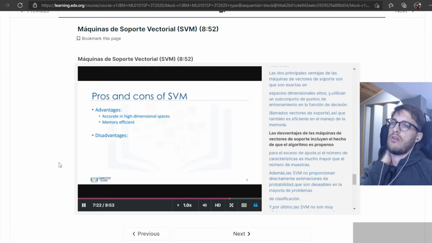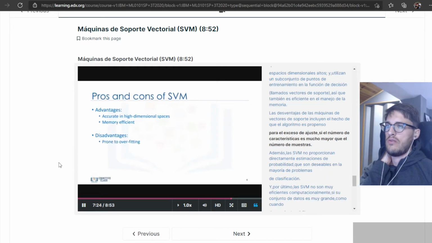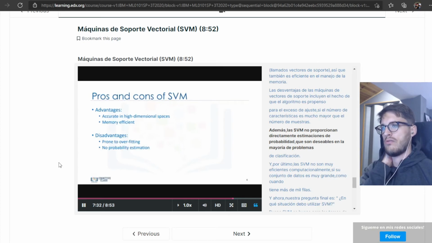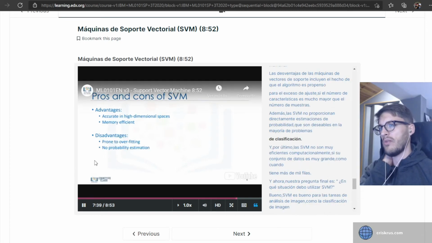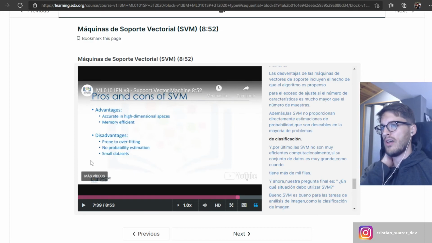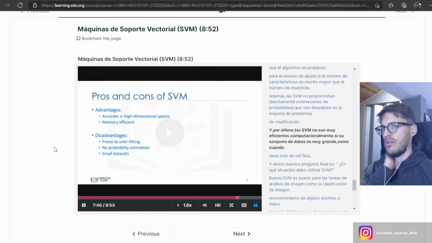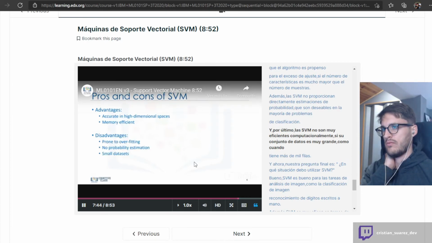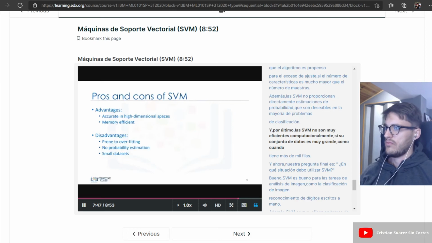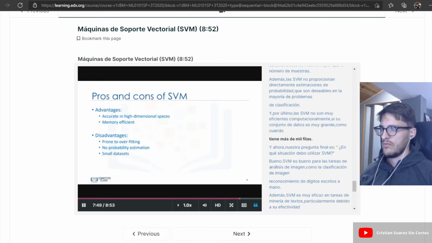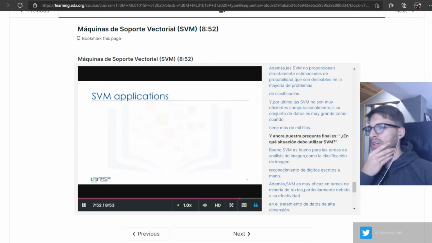The disadvantages of support vector machines include the fact that the algorithm is prone to overfitting if the number of features is much greater than the number of samples. SVMs do not directly provide probability estimates, which are desirable in most classification problems. And finally, SVMs are not very efficient computationally if your data set is very big, such as when you have more than 1,000 rows.